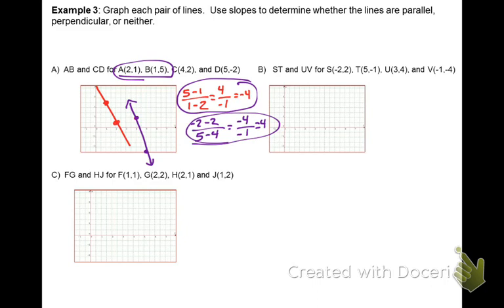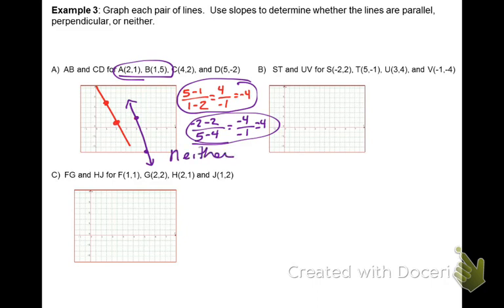Now, to be parallel, they have to have the same slope, and -4 and 4 means no, they do not have the same slope. To be perpendicular, you need opposite slopes, which they are, but one has to be the reciprocal of the other, and they aren't, so it's neither.